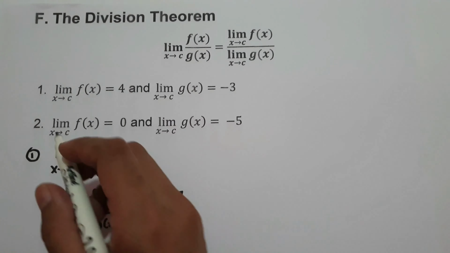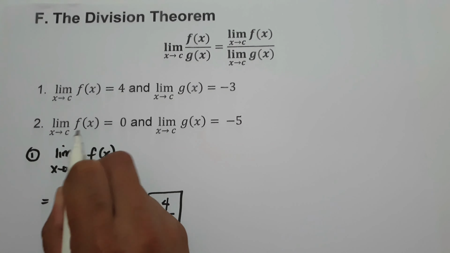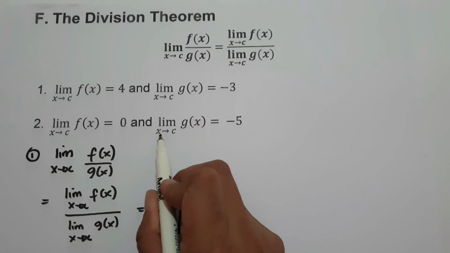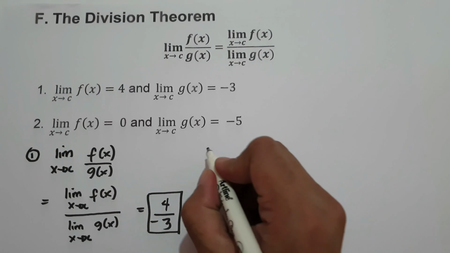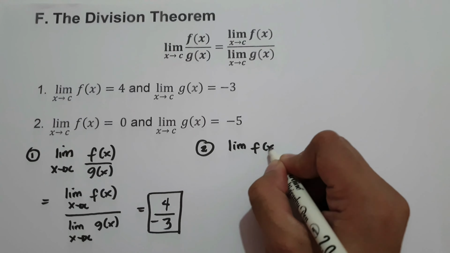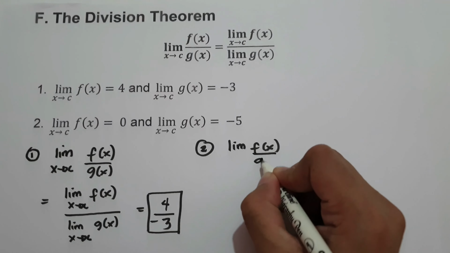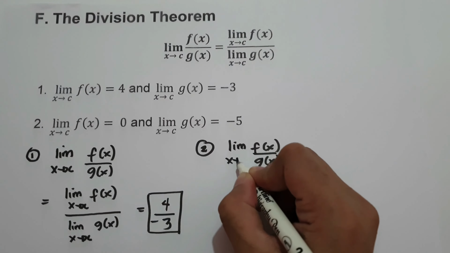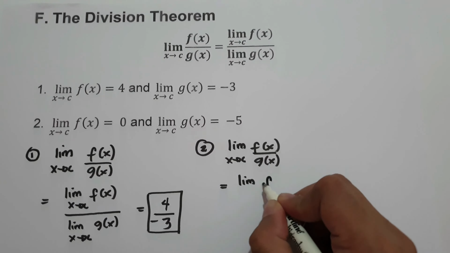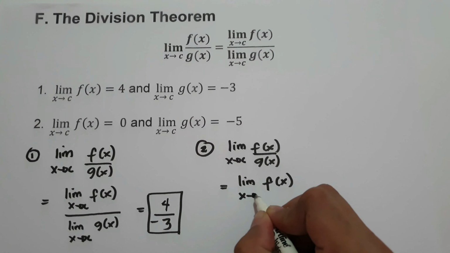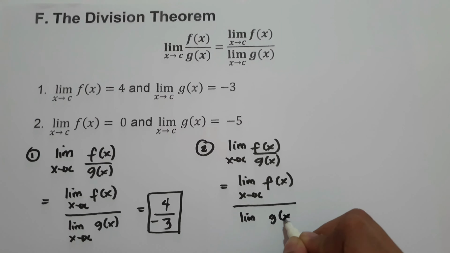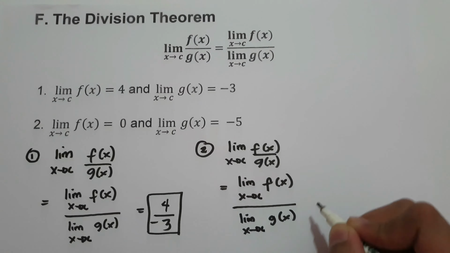On number 2, we have the limit of f of x as x approaches c, that is 0, and the limit of g of x as x approaches c, that is negative 5. So let us have the limit of f of x over g of x as x approaches c. That is the limit of f of x as x approaches c divided by the limit of g of x as x approaches c.